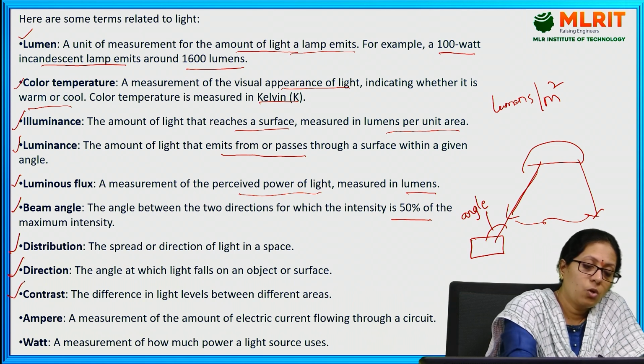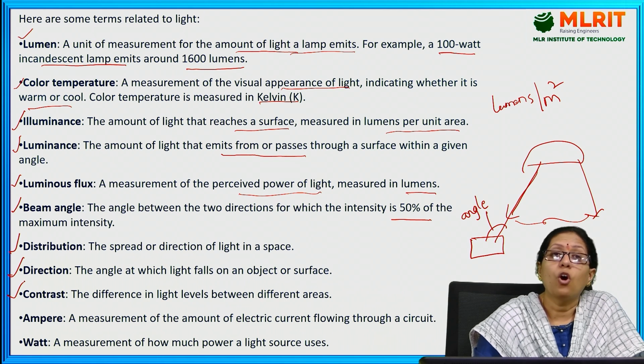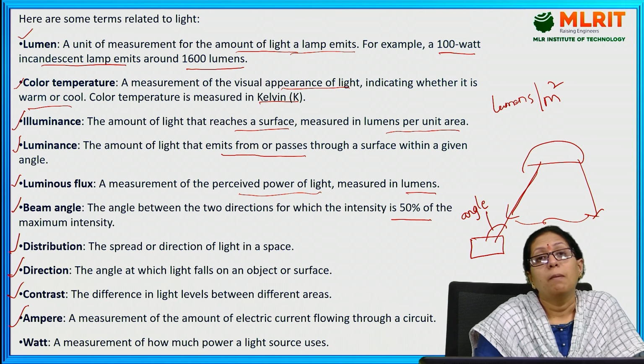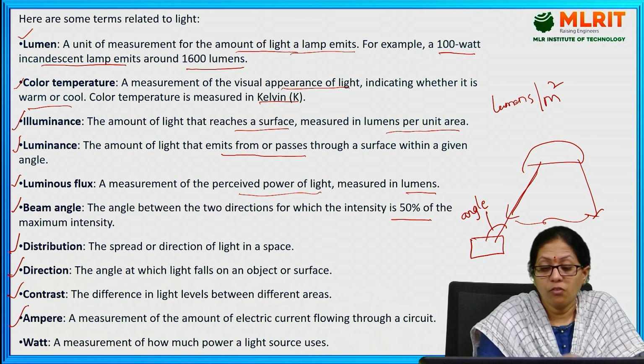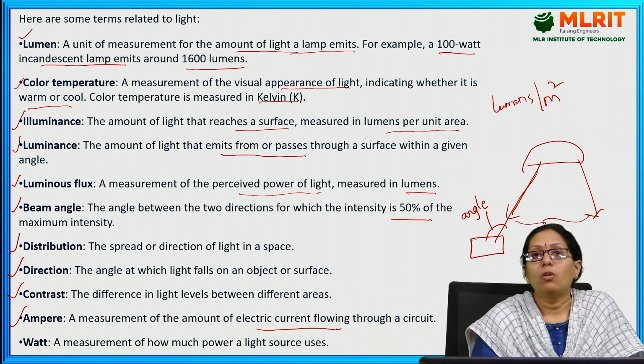Next one is contrast. Contrast means the difference in light levels between different areas. Next one is ampere, a measurement of the amount of electrical current flowing through a circuit.